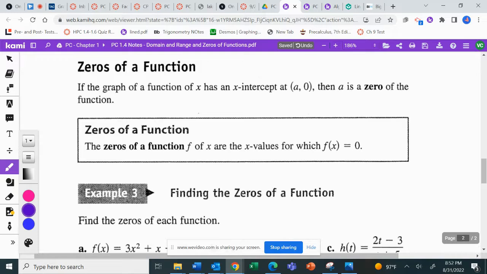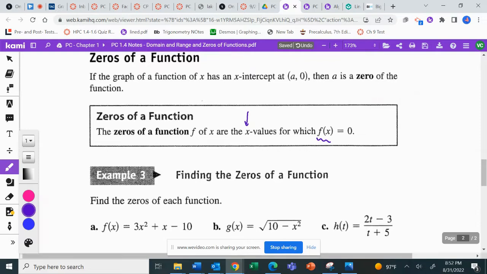Zeros of a function are something that you covered in Algebra 2. The zeros of a function would be what x values, when we plug them in, make the output, the f of x, equal to 0. So we're going to find the zeros of the function. Zeros are written as a single number.